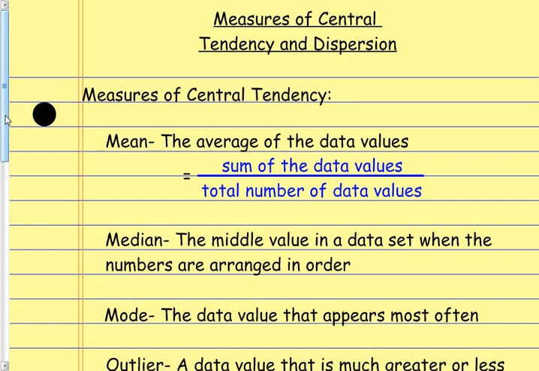We're all pretty used to doing things like that because that's how we calculate our grades and whatnot. So when we talk about the average, we're just talking about adding the data values together and then dividing by how many data values there are.